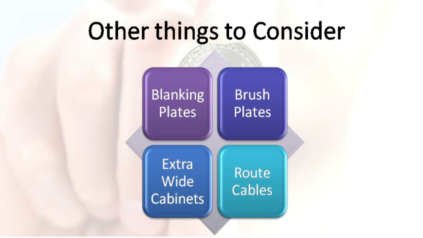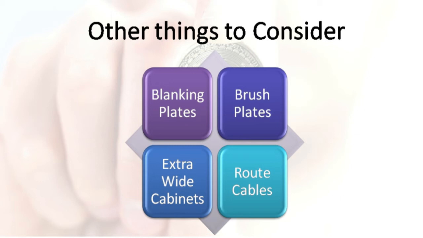Blanking plates should be installed in any unused positions in racks and enclosures of which the rigs are mounted, because this can actually greatly help the airflow control. These can be easily installed and they are not expensive, so be sure to consider installing blanking plates on any unused positions.